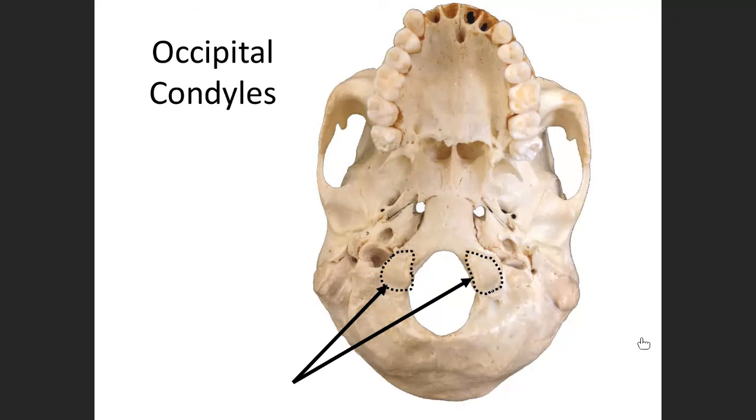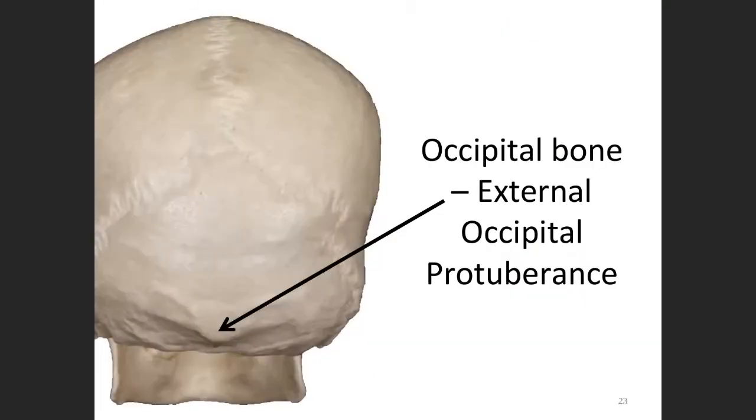Now, if you reach around and touch the back of your head on the occipital bone there, you may notice a bump on the back of the head. That's called the external occipital protuberance. That's that bump that sits on the back of your head. It's a site for ligamentous and muscular attachment.